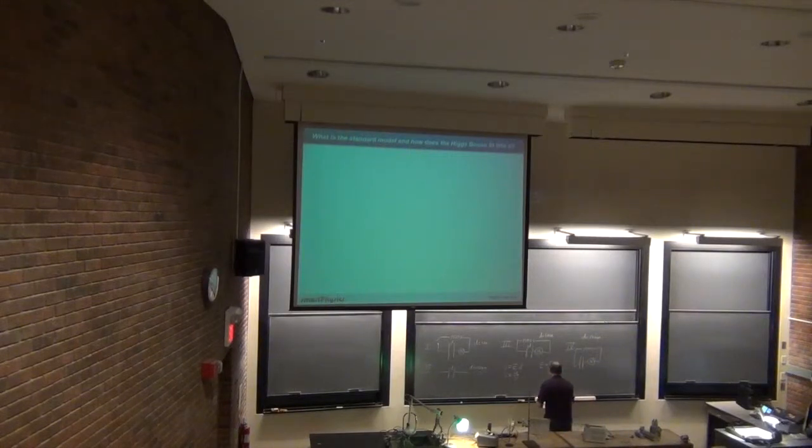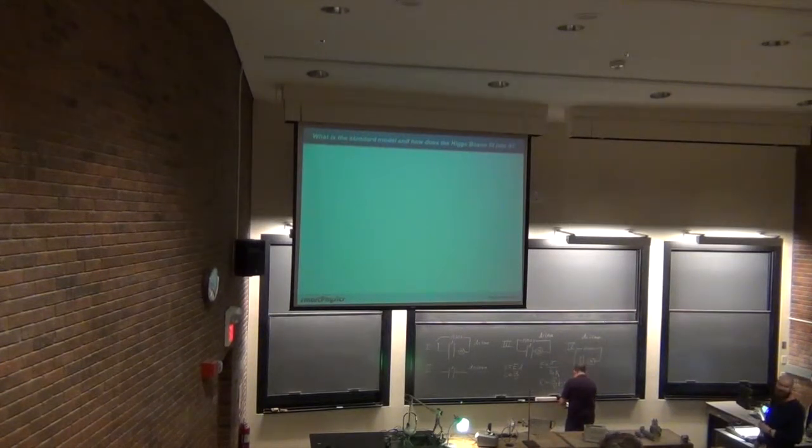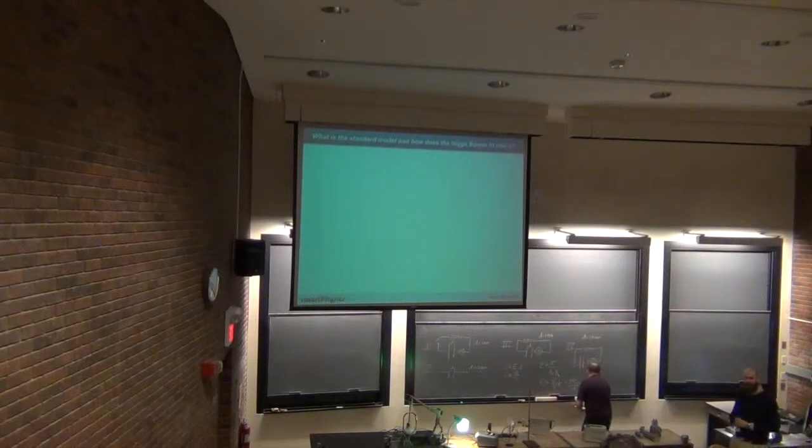Okay, so today someone asked a great question: what's the standard model and how does the Higgs boson fit into it? It's usually a topic that people are quite interested in. It's certainly not a topic that I'm an expert on, but I'll give you my interpretation of what the standard model is. It's the standard model because it works really, really well.